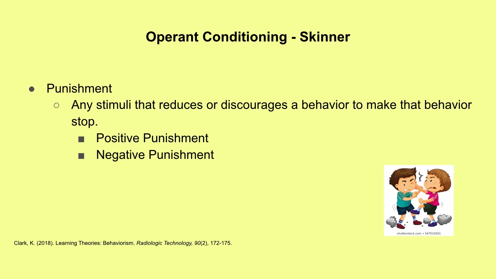Punishment, any stimuli that reduces or discourages a behavior to make that behavior stop. Positive punishment is any disciplinary action. Child hits another student at school and is suspended for 3 days from school. Negative punishment, removing a rewarding stimulus. Child doesn't do homework, so loses all electronic time.